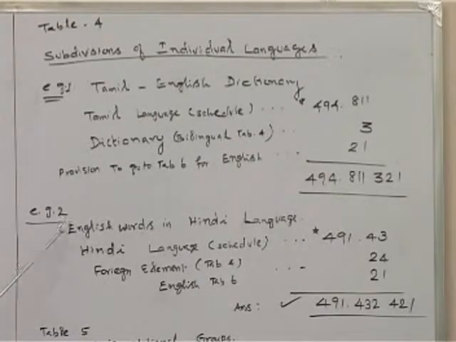Then one more example here: English words in Hindi language. Now the publication is in Hindi language, that is why we are going to take the Hindi language number from the schedule, 491.43. There you can find an asterisk mark. Asterisk mark means you are allowed to go to table 4. Now, because English words are a foreign element in Hindi language, we add the number for foreign element in table 4, 2-4. There is one more instruction you can find there in 2-4: you are asked to go to table 6 for English. The English number is 21 in table 6, which you can add along with the foreign element. The final answer is 491.43 for English Hindi language, then 2-4 for foreign element, then 2-1 for English language.